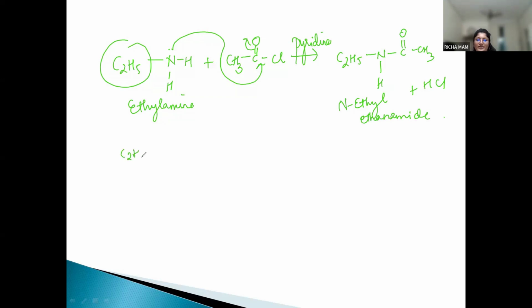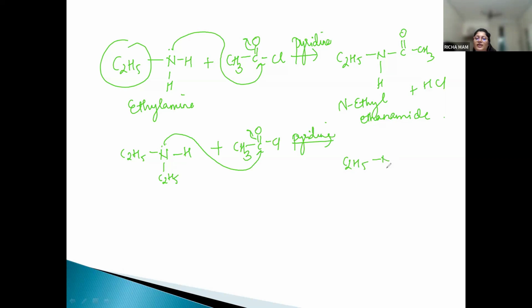One more example I can take: C2H5, C2H5 and H, plus acetyl chloride. Try to answer. Again, this will be in the presence of pyridine. What am I going to get? C2H5, C2H5, N, C double bond O, CH3. So this is N,N-diethyl ethanamide. Fine.